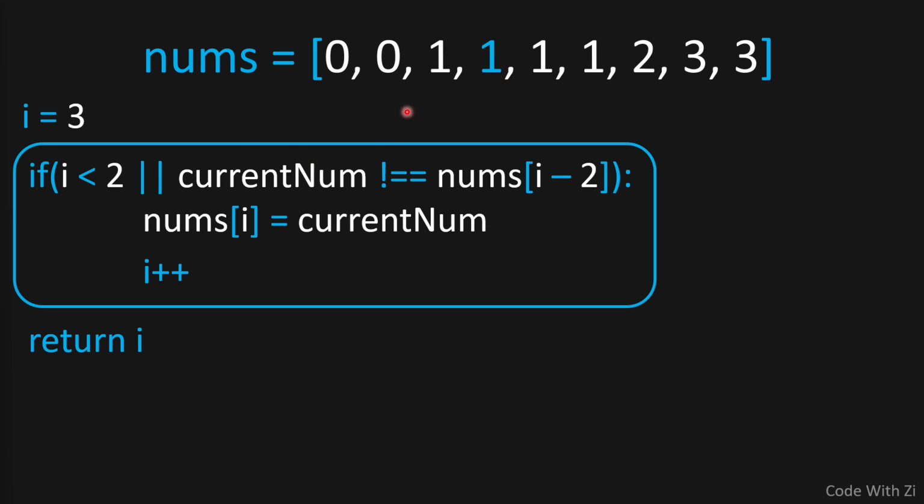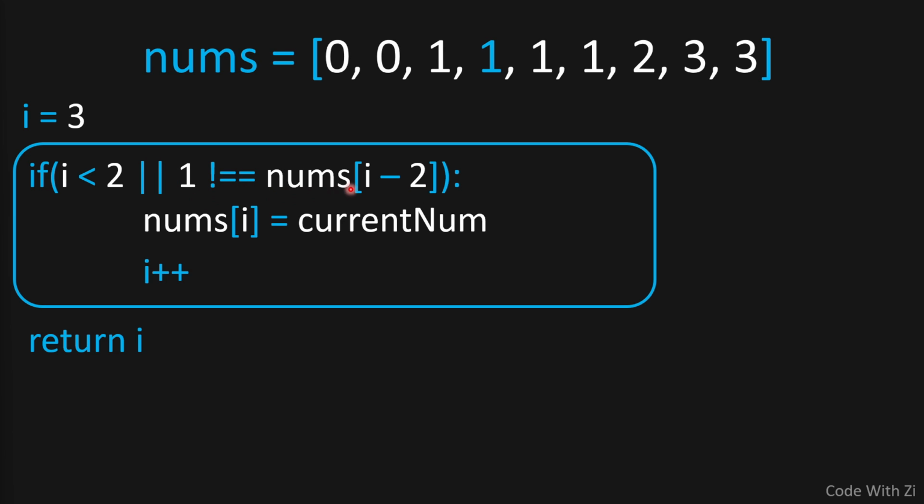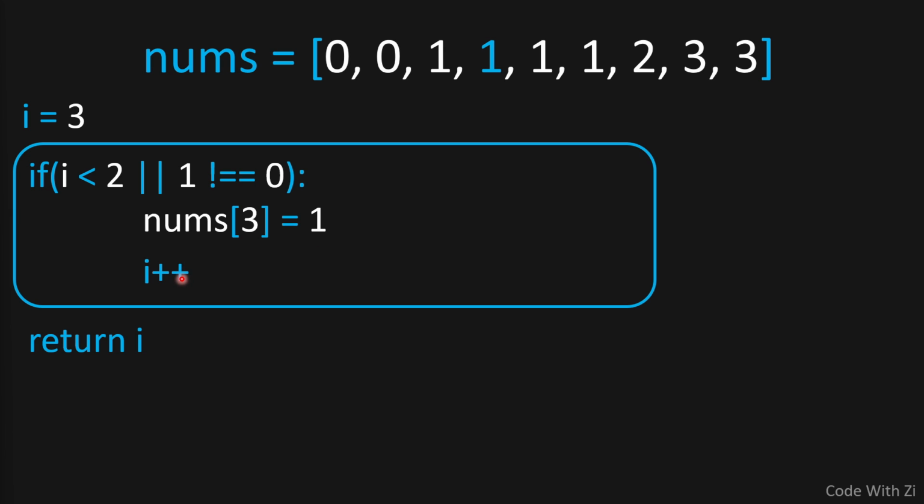Again, same thing. We're going to be like, I is smaller than 2? So this is going to be false. We have to check this condition. Current number is 1. Is it not equal to nums at the index of I minus 2, meaning this number here, because I is 3, 3 minus 2, that's going to give us 1. And this number has the index of 1. So we're going to be like, is 1 not equal to 0? It's not equal to it. So we're going to be like, awesome, we don't have more than 2 repetitions. So we're going to say nums at the index of I, meaning nums at the index of 3, because I is 3, should be equal to current number, which is 1, like so. We're going to put this one in its place again, and then we're going to increment I, like so.